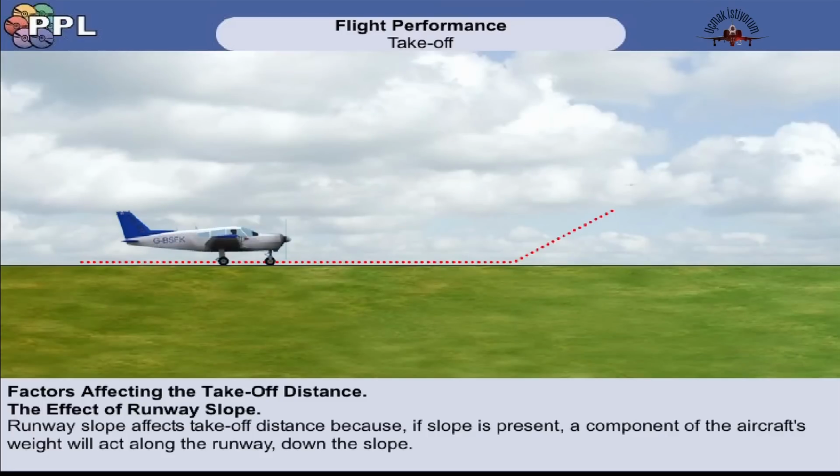Slope has an impact on the takeoff distance because it affects how the component of weight acts along the longitudinal axis of the aircraft. Notice here that a stationary aircraft on a level runway has weight acting straight down towards the centre of the Earth.